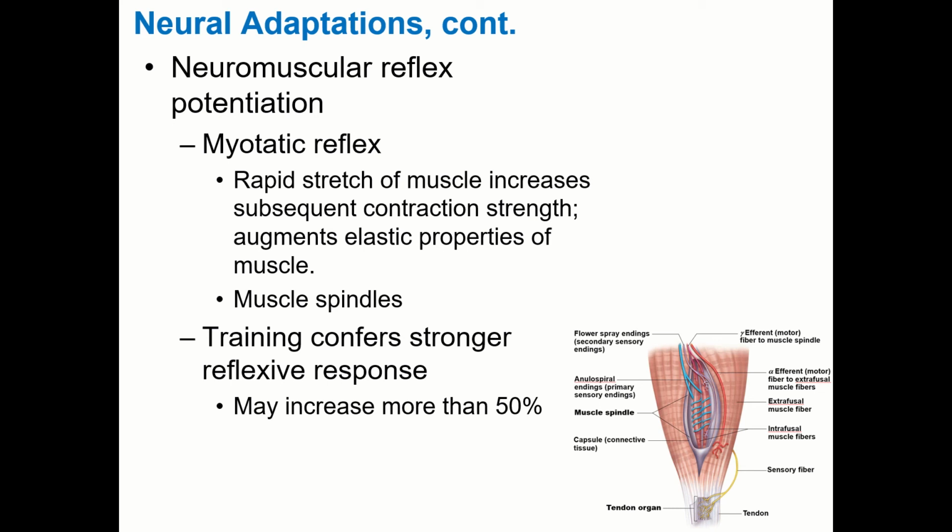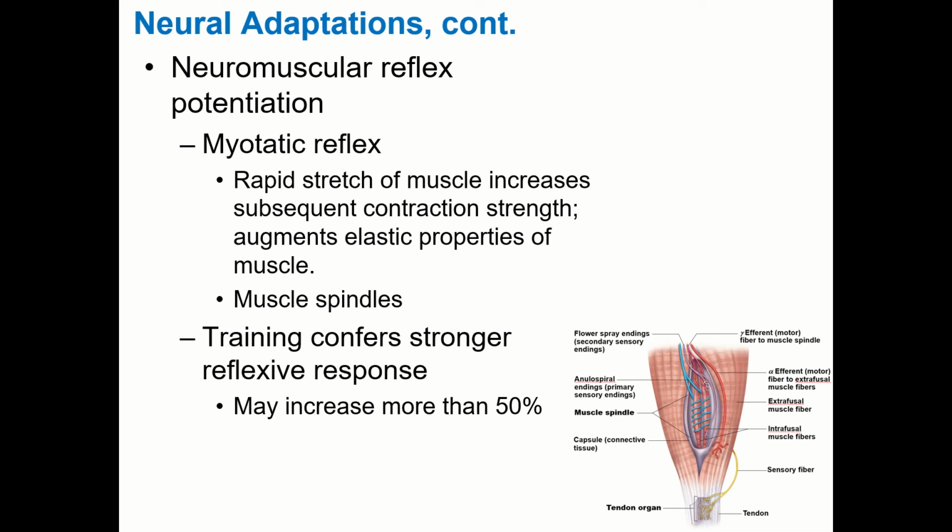And so when you add those two things together, rapid stretch equals rapid contraction and stronger contraction. Both of those are additive with the contraction produced voluntarily. So with training, we get better at that, right? So that actually confers a stronger reflexive response. And you can see that that may increase by 50%. And so we get better at things like change of direction, which will be important for agility.